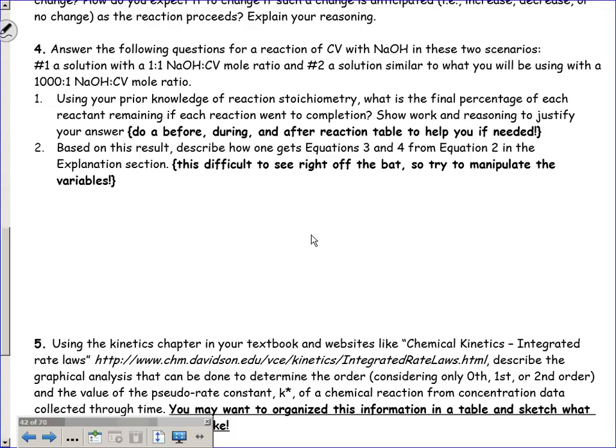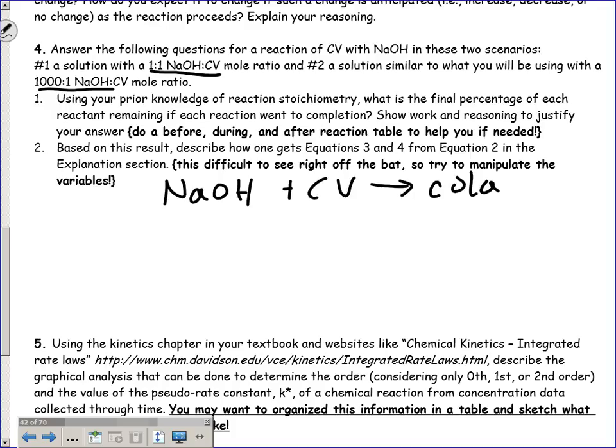So before the lab, it says a 1-to-1 ratio of sodium hydroxide to CV versus a 1,000-to-1 ratio of sodium hydroxide to CV. So if I have NaOH plus CV makes colorless, whatever, we don't really care what the product is necessarily. And I have a 1-to-1 ratio. And I'm telling you right now, this reaction, which you saw a little bit in the pre-lab reading, was a 1-to-1 that made one of these products, whatever it was. So I'm just going to tell you it's a 1-to-1 mole ratio.